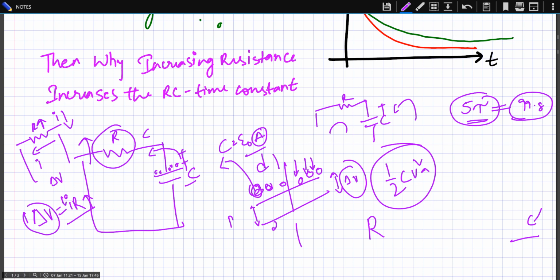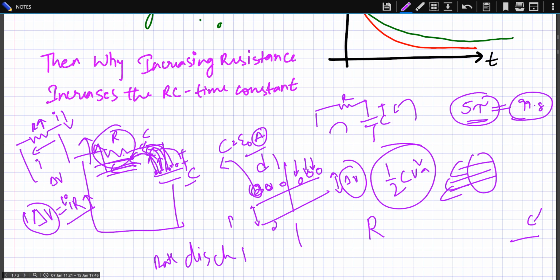So the current is decreasing, and by our previous analysis, current is just the flow of charges per unit time. So if the resistance increases, the amount of charges flowing per unit time will be reduced. And where are the charges coming from? From the plates of the capacitor. So the rate of discharge of the capacitor, that is the rate of flowing of charges from the capacitor to the ground, will be reduced. In return, the rate of discharging of the capacitor will decrease.